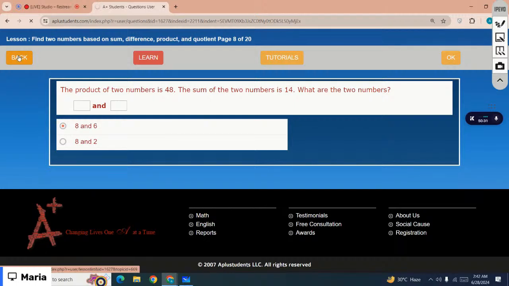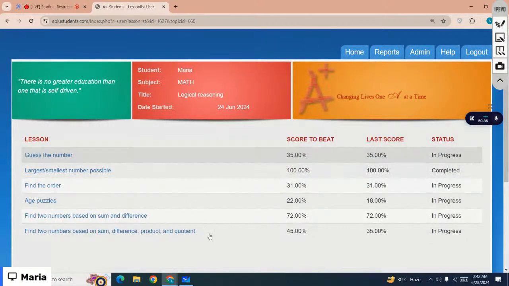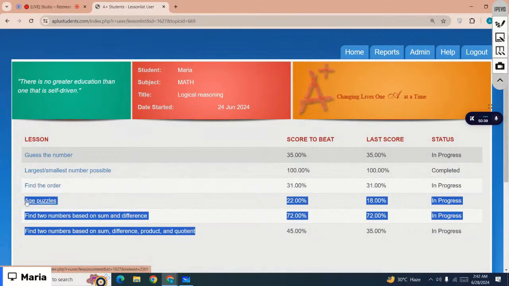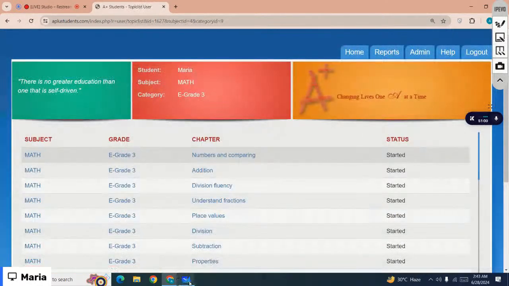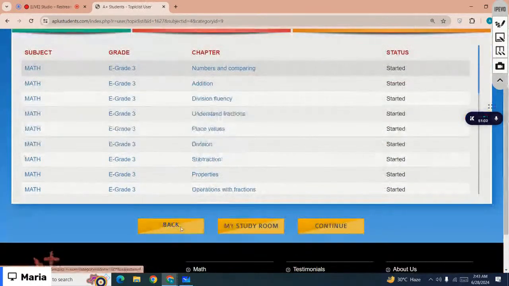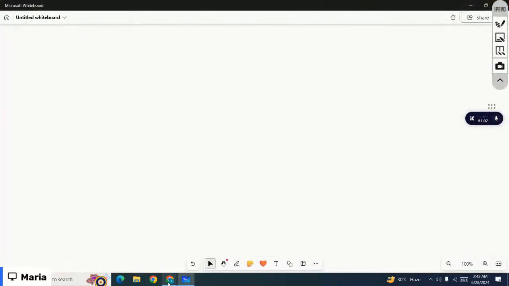Okay, you can complete the lesson by yourself later today. So we were working on grade 3 math. The chapter we were working on is logical reasoning. And the lessons we have covered today are age puzzles, find two numbers based on sum and differences, and find two numbers based on sum, difference, product, and quotient, right? So please make sure before the next session you complete all the practice questions for the lessons we just did. That is your homework until next session, right?